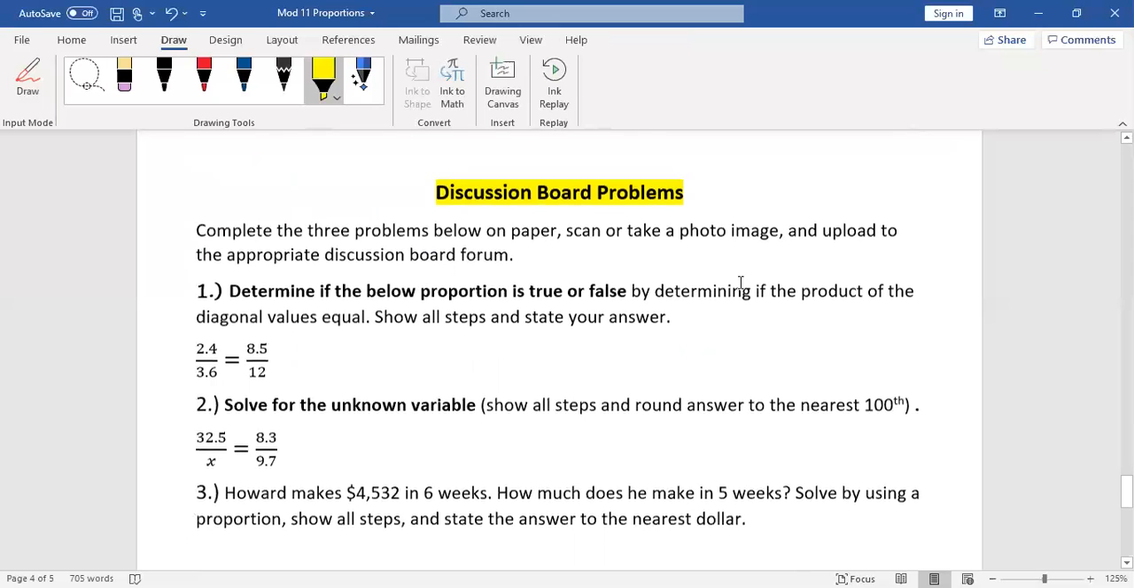We are at the end of our video lesson, and here are your 3 discussion board problems that are due at the end of this module.